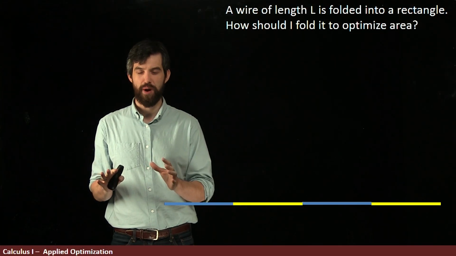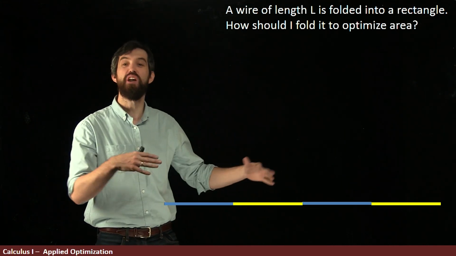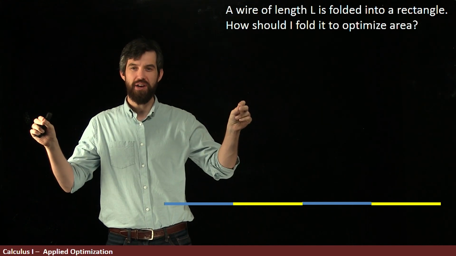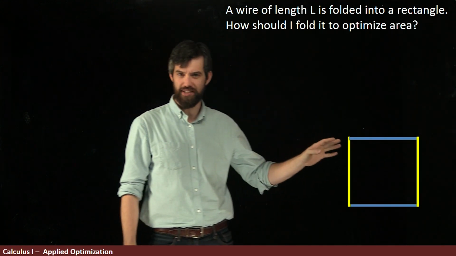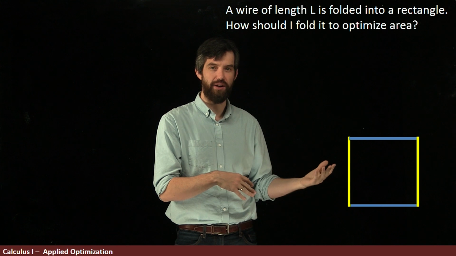In this optimization problem, I want you to imagine a wire, like the one that I've written down here, and I kind of color-coded it a little bit. The question is, how can I take this wire and fold it up into a rectangle, fold it up into something that looks like this? So the same wire, but it's being moved around into either a square or a rectangle.